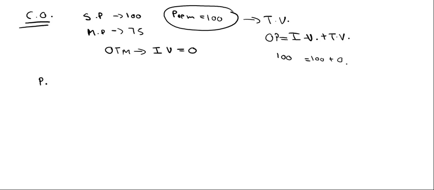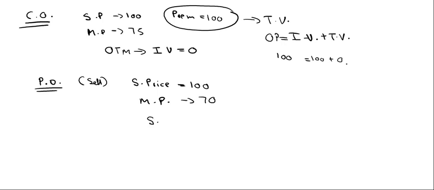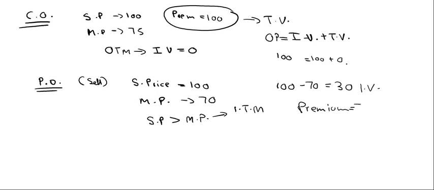Let's take one more example, this time of a put option. What is a put option? Put option is an option to sell. Let's say a put option has a strike price of 100. It further states that the market price is 70. Now, since it is a put option and the strike price is greater than the market price, exercising the option is beneficial and therefore it is an in the money option. For an in the money option, the intrinsic value is the difference of your strike price and market price, which comes out to be 30. Now let's say that your total option premium was 50. If the total option premium was 50 and your intrinsic value is 30, your time value will be 20.